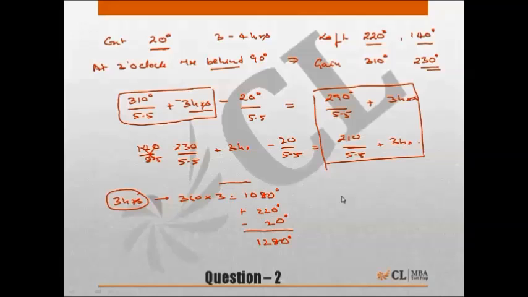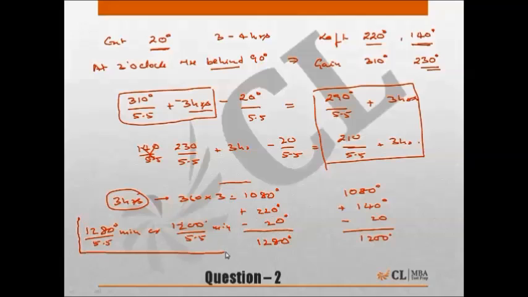And in the other case, again 1080 degrees would be there. Instead of plus 220, now I'll do a plus 140 minus the initial 20 degrees, because he did not enter the museum at 12, he entered when it was 20 degrees. So it is 1200 degrees. Or in other words, the time spent by him would be 1280 degrees upon 5.5 degrees per minute, so that many minutes, or 1200 upon 5.5, again that many minutes. Okay. You could have got the answer by any of these methods.